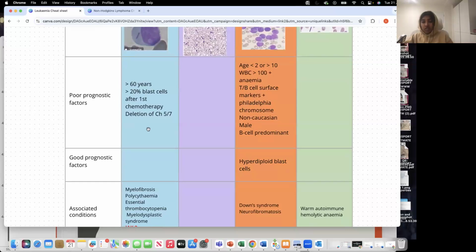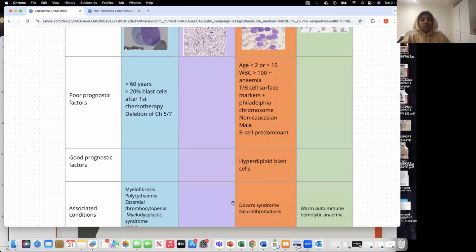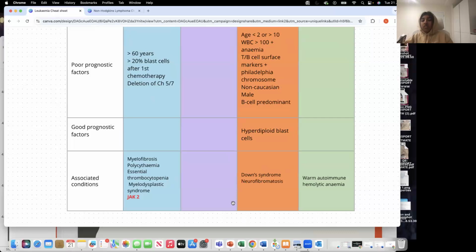More than the poor prognostic factors, the thing that they will ask you is good prognostic factors in this case. And the only one with a good prognostic factor is in ALL if they have hyperdiploid blast cells. So remember that as well. And then there are associated conditions with some of them. With AML, myelofibrosis is common, polycythemia, essential thrombocytopenia, myelodysplastic syndrome, and any condition with a JAK2 mutation is also important.